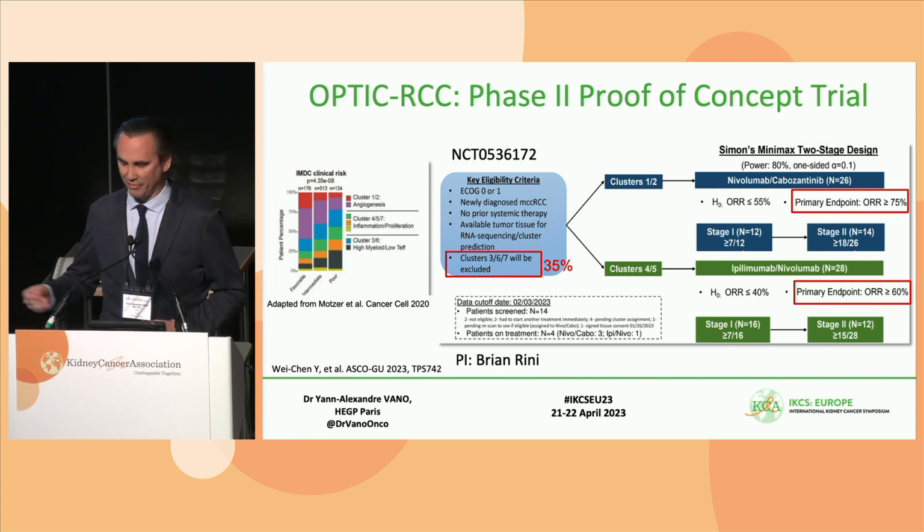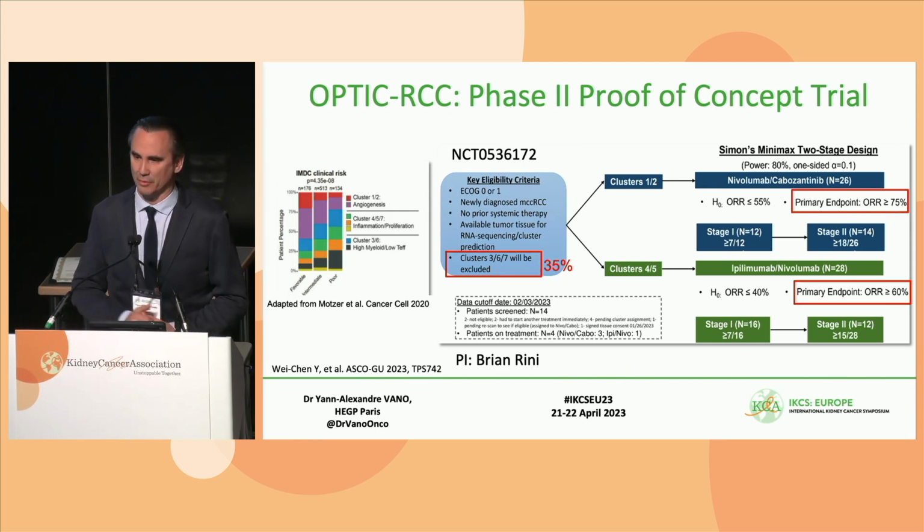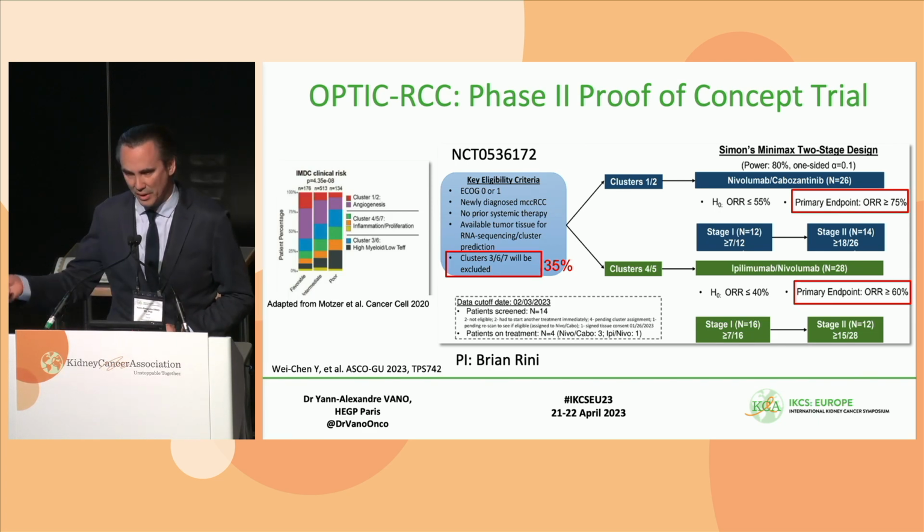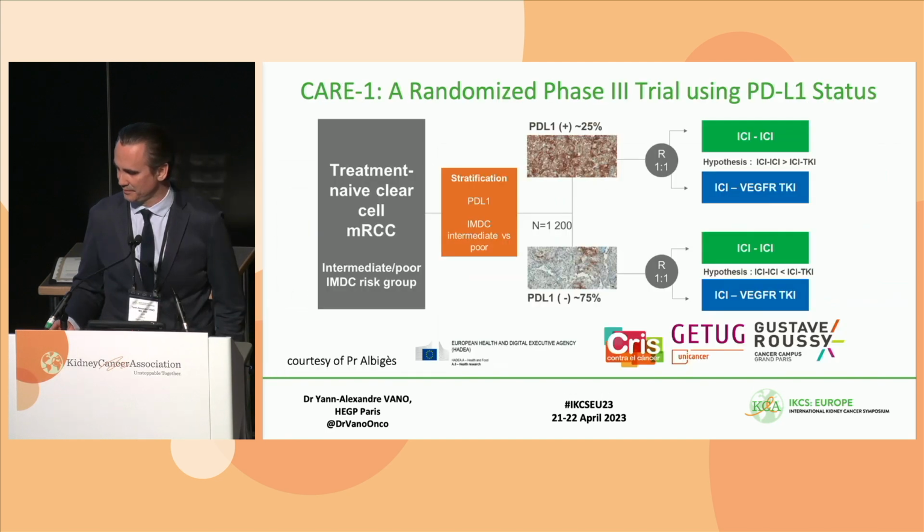And clusters 4 and 5, let's say the inflammation and proliferation profile, this patient will be treated by nivo-EP with, again, a very ambitious overall response rate. Note that 3 clusters must be excluded from the study. It's about 1/3 of the study, probably because they don't find any good treatment for these patients. But we have to follow this trial, and I think it is currently recruiting.